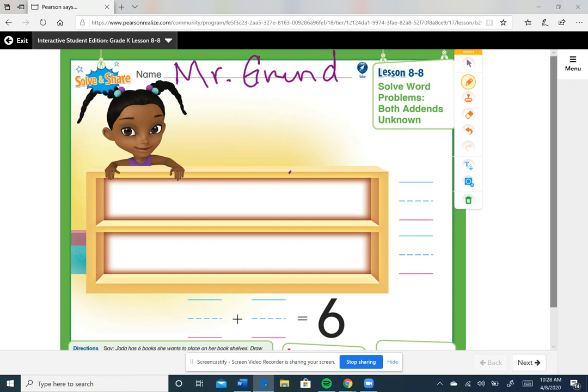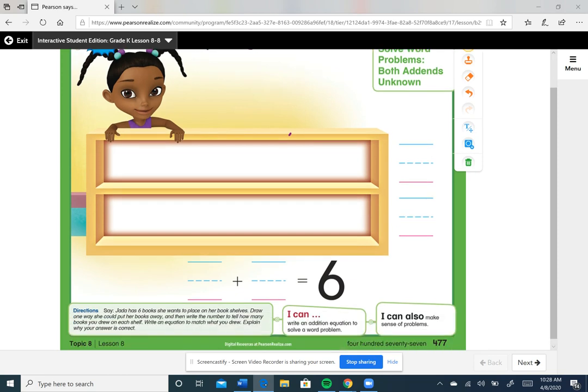So Jada has a bookshelf in her room, and she has, or actually, how many books do you think she has? 6. She has 6 books, and she's trying to figure out how she can put 6 books on her shelf. So you can use counters or you can draw books on the shelf.